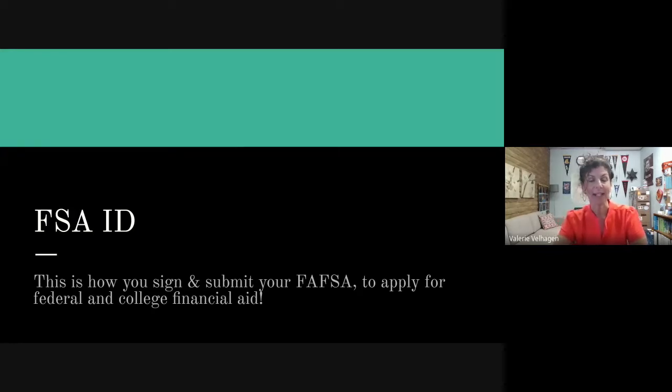So, just a few quick steps, and you'll be ready to fill out what's called your FAFSA for college financial aid starting on October 1st. But today we're going to talk about a step that has to happen before you can fill out the FAFSA. It's creating something called an FSA ID or Federal Student Aid ID. And it's just a username and password you're going to create so that you can submit your FAFSA online.